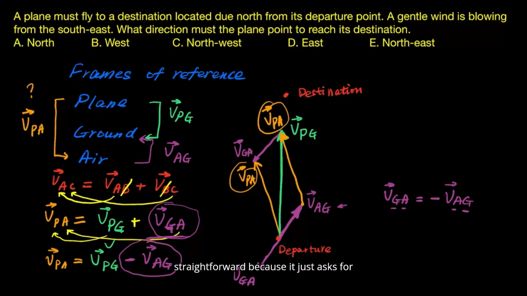The problem here is straightforward because it just asks for the direction. So we can immediately choose northwest as our answer, because the vector Vpa is pointing northwest, right? Well, we could use the speed and the angles to find the exact numerical components of these vectors, but that goes beyond what this question is asking. If you want to learn that, be sure to click the link above for another video.